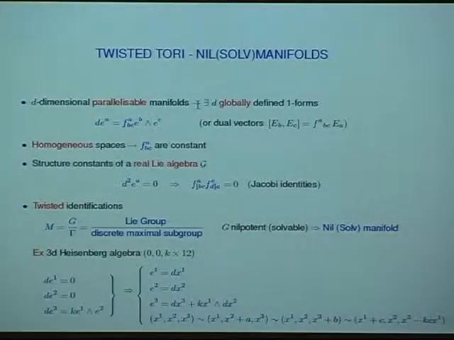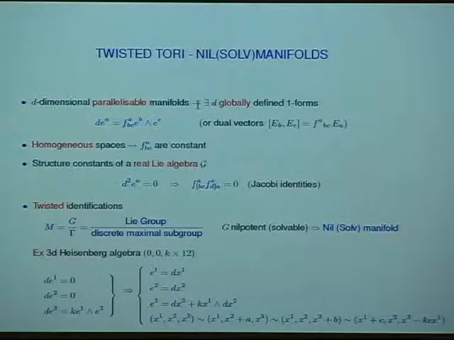They admit a set of globally defined one-forms or vectors. They are homogeneous spaces, and they can be interpreted as a quotient of either a nilpotent or solvable group by a discrete subgroup. And the action of the discrete subgroup is responsible for the twisted identifications on the manifold. They are also called the twisted tori because they can be interpreted as iterated torus fibrations.